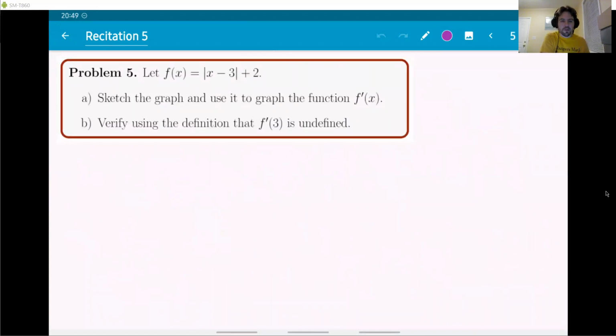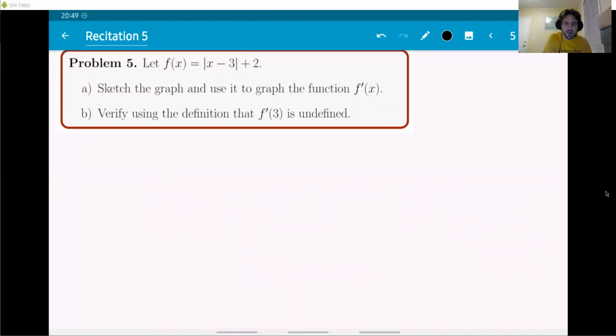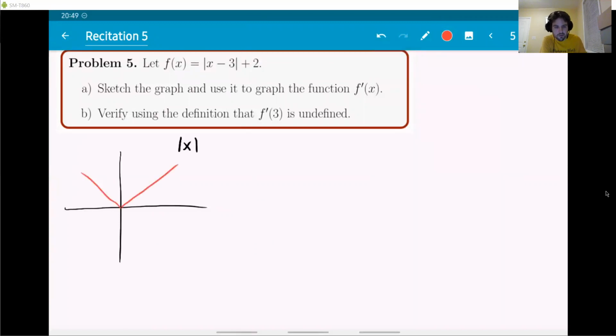Problem 5, let f of x be absolute value of x minus 3 and then plus 2. Sketch the graph and use it to graph the function f prime. Let's worry about item A first. Okay, so before we do that, just think about the function. We should know how to graph the absolute value function. f of x equals absolute value of x. That's the one that has a V shape. It goes through 0. It has slopes of either -1 or 1, which means it does these 45-degree angles.